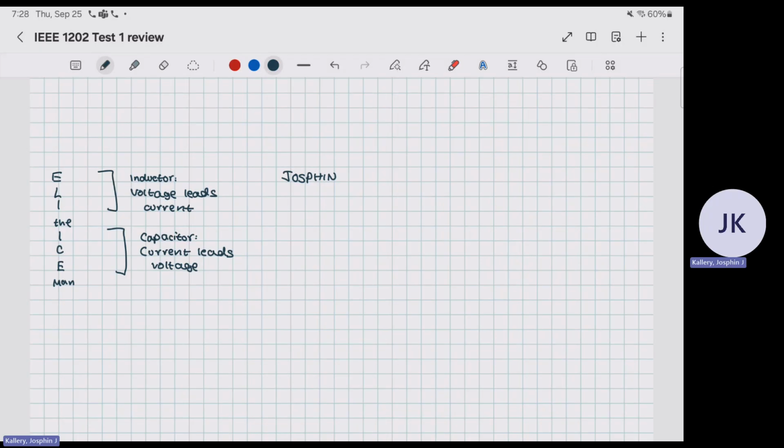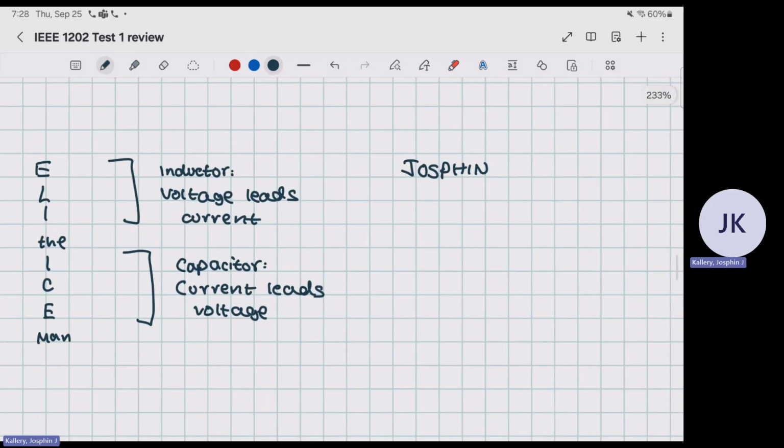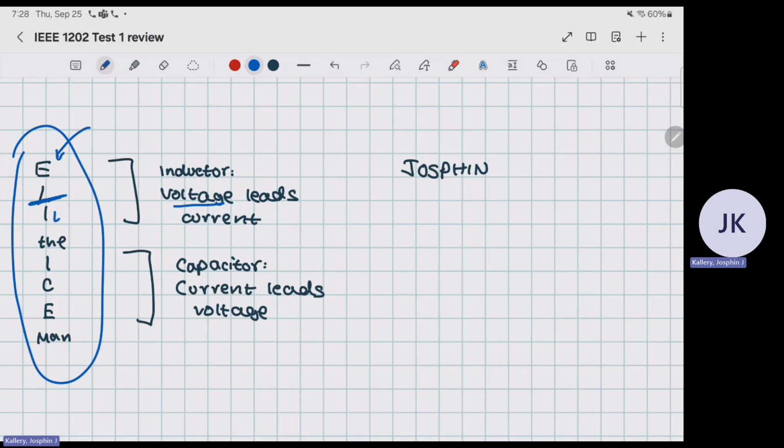This is more of just a concept than a problem, but you may see multiple choice questions that ask you, like in an inductor, what happens? Does the current lead the voltage, or what exactly happens? So I like to remember this. You might have heard of it, ELI the ICE man. So with an inductor, that's the L, your voltage, that's the E, leads your current. So for an inductor, the voltage leads current.